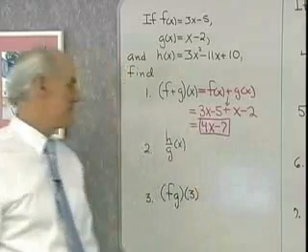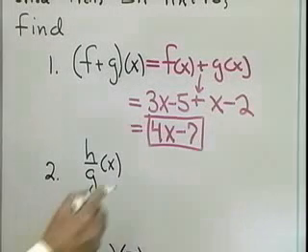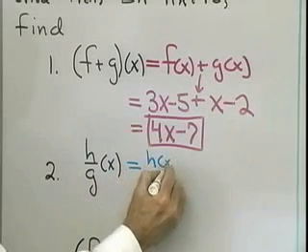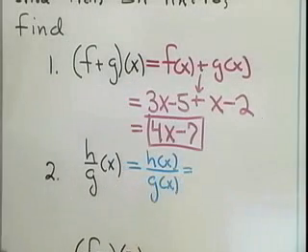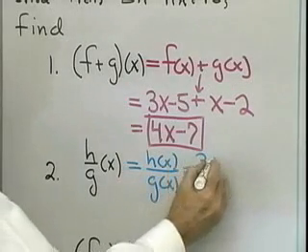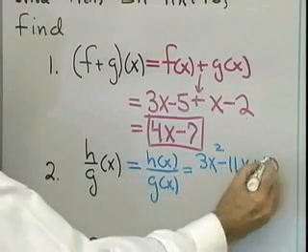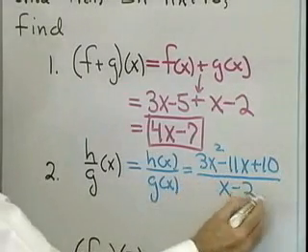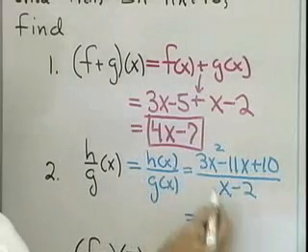Let's look at another one. Here I have the quotient of 2 functions, h over g of x. So I want to see what that's going to come out to be. So the definition for the quotient of 2 functions is going to be just the quotient, h of x over g of x. Now I'll go up to my list and I'll write down h of x, which is 3x squared minus 11x plus 10. And that's all over g of x, which is x minus 2. So here's my new function. I want to just see if I can simplify it a little bit. Let's take a look and see.